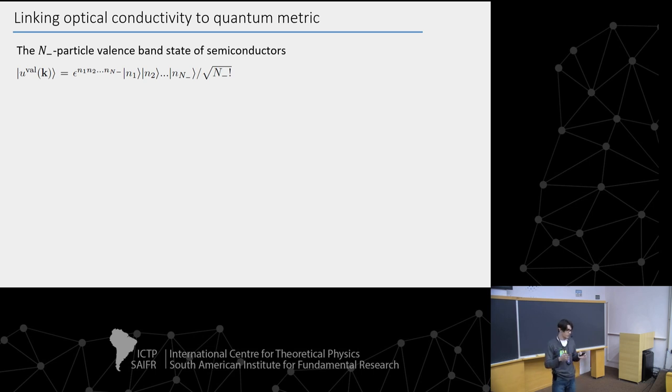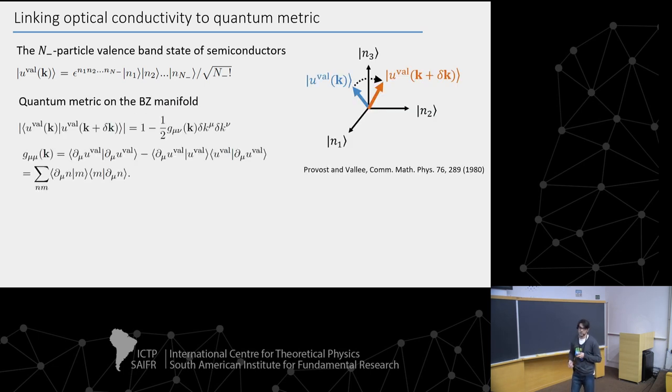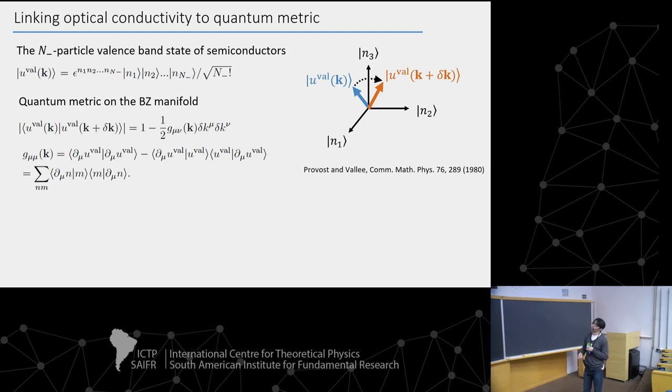Okay, so I'll try to relate the opacity of the material, the optical conductivity of the material, with the quantum metric, which was also introduced in the previous talk. We start with the ground state of a semiconductor, which is fully antisymmetric. And then we construct this thing, which is the quantum metric. The way I'm going to introduce the quantum metric is that we want to look at the overlap between two states very close to each other. We can think of these two states as two vectors in Hilbert space, which have norm 1.